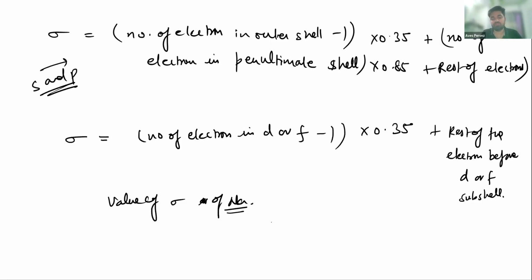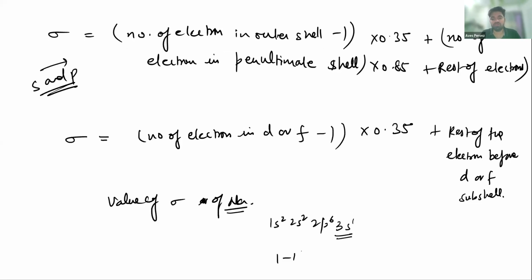What's the electronic configuration of Na? 1s2, 2s2, 2p6, 3s1. Tell me, this is very simple. Now the outermost shell's electron count is 1. Because this is an S block element, we'll write the number of electrons in the outermost shell. The third is the outermost shell.